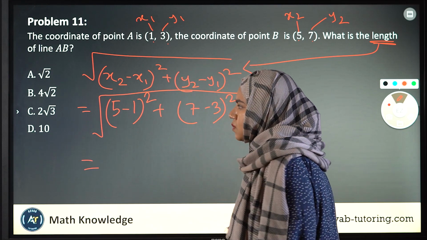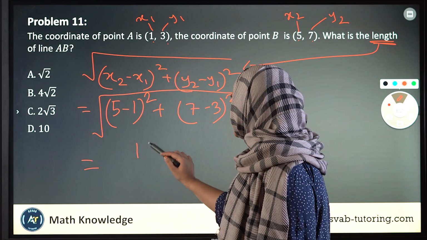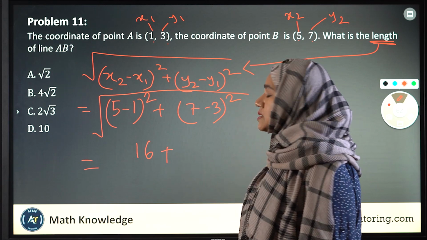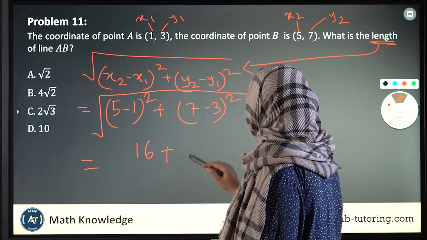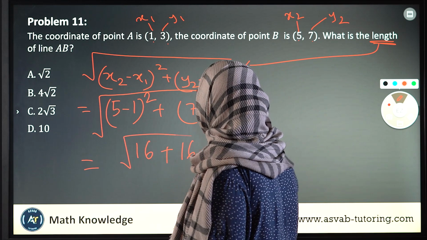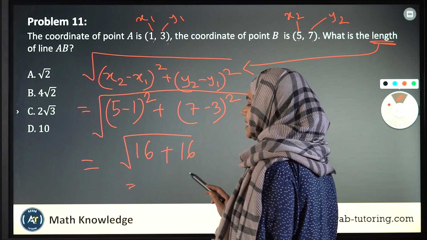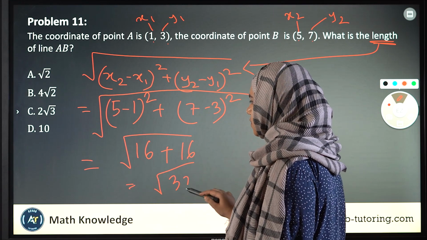5 minus 1 is what? That's 4. So 4 squared is 16. 7 minus 3 is what? 7 minus 3 is 4. 4 squared is 16 once again. So that gives us what? 16 and 16 is the square root of 32.